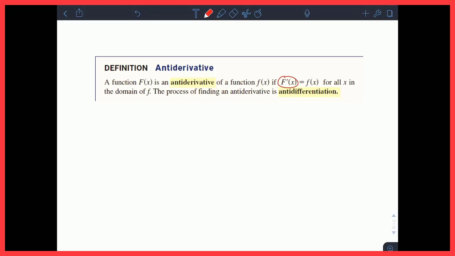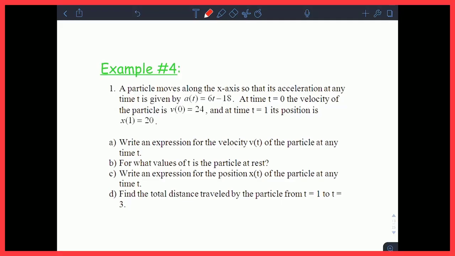Suppose I give you velocity and I ask you for position. Okay? Before, a particle motion problem states that a particle moves along the x-axis, so its acceleration at any time t is given by a of t equals 6t minus 18. Antidifferentiation is really easy in terms of particle motion because we all know that position is like the beginning, and then the derivative of that is velocity, and then the derivative of that is acceleration. So I know the antiderivative of acceleration is velocity, and the antiderivative of velocity is position. So it basically works in reverse. It's kind of a nice visual way to see antidifferentiation.